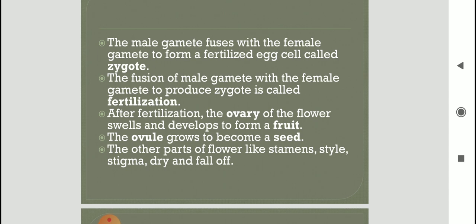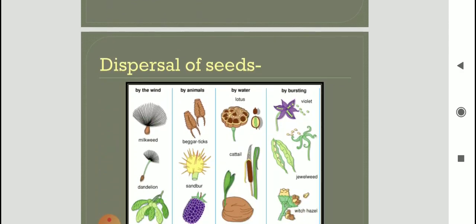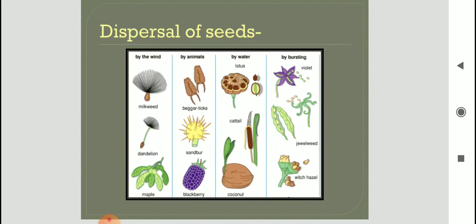The other parts of the flower like stamen, style, stigma, they are now not needed, so they dry, they fall off. Okay, so you have to remember that the ovary swells to form the fruit and ovule matures to form the seed. Now the seed formation has happened, it needs to get dispersed. Okay, so there are different agents again for dispersal of seeds. In your book 3 main agents have been covered, that is wind, animals and water. So the seeds can be dispersed by any of these means.